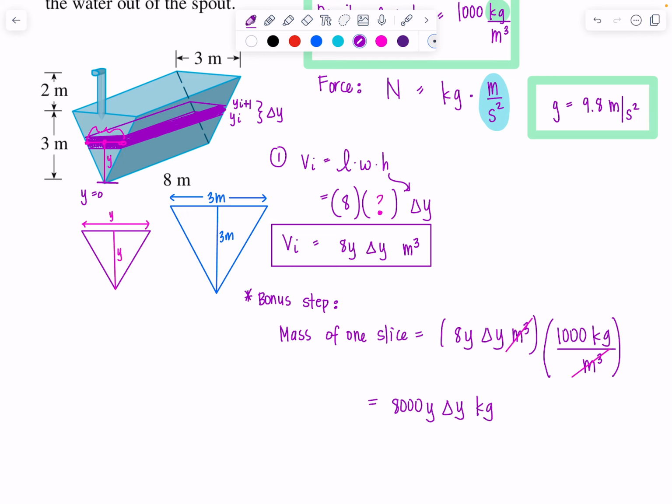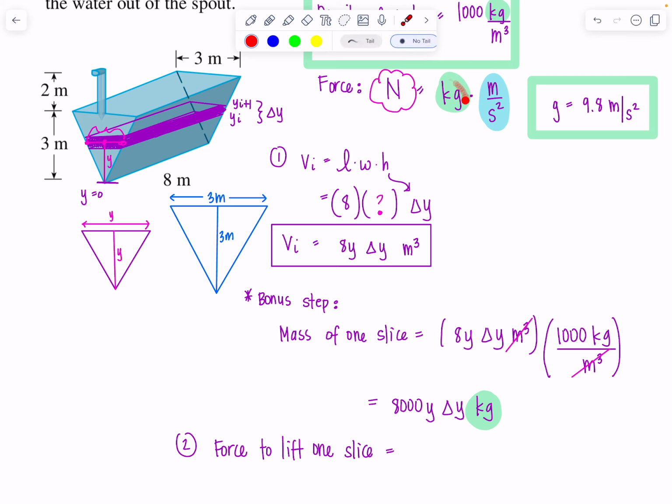Okay, are you keeping track of what's going on? So right now I'm in kilograms. Step 2, now I'm ready for step 2. I want to figure out what's the force required to lift one slice. Well, remind yourself, what are the units of force? You know that they're newtons, right? And newtons are comprised of kilograms times meters per second squared. I've got the kilograms part. I'm missing meters per second squared. This is where you bust out acceleration due to gravity. Boom. That's in meters per second squared.